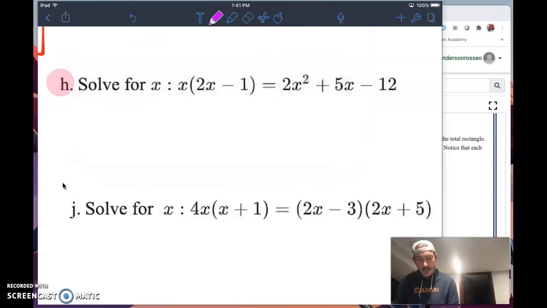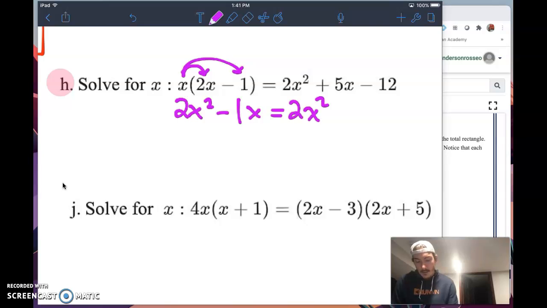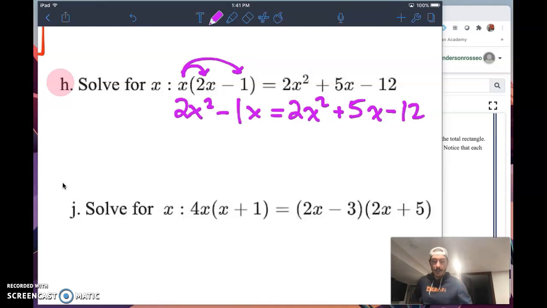All right, in letter H, same start, we've got to distribute first. So I'm going to distribute this x through this set of parentheses, and when I multiply x times 2x, I do get a 2x squared. I multiply x times -1, I get a -1x, and this right here looks like it's going to set up to be pretty tough. And if you're looking at this and you're going, holy cow, Anderson, I've got a problem that I don't know how to solve because it's got a square term on each side.